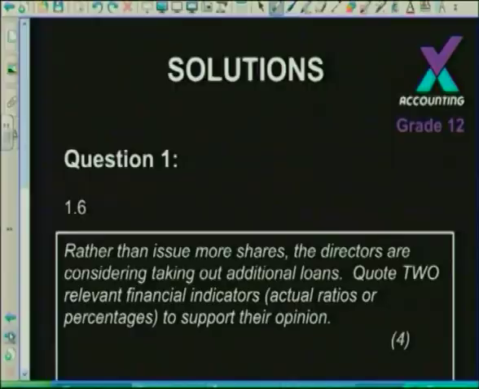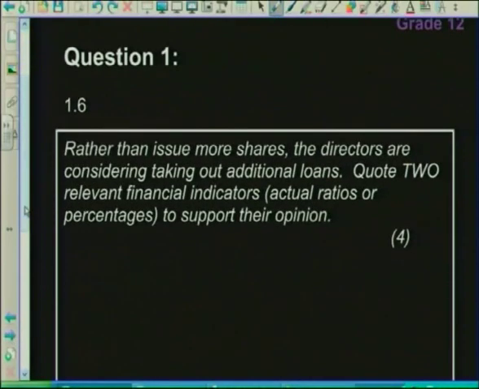Okay, what I want to do, grade 12s, is, I know we've got 1.5, but I want to go to 1.6, look at maybe 1.7, because we're going to run out of time. So let's quickly look at 1.6, because this is often asked in your exams. Rather than issue more shares, the directors are considering taking out additional loans. Quote two relevant financial indicators, again, either actual ratios or percentages, to support their opinion.